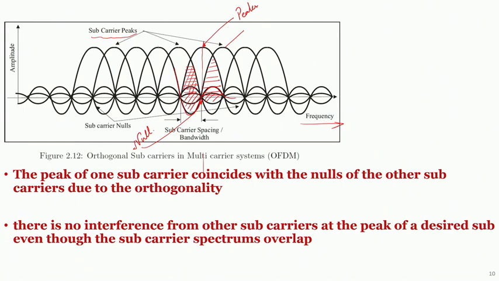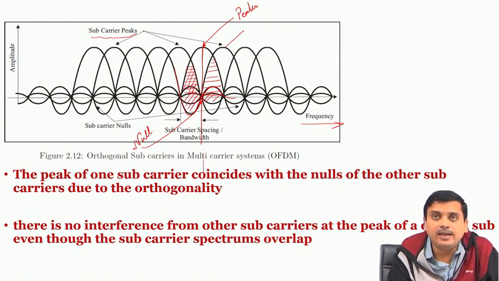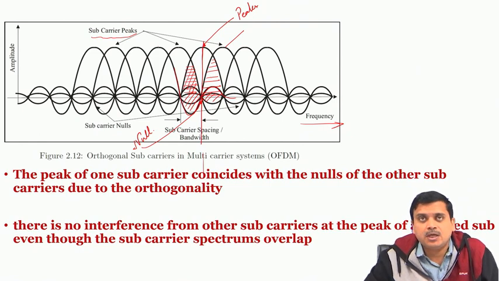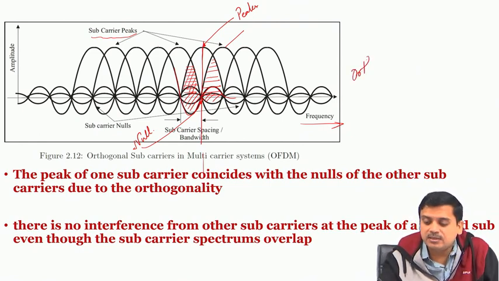Null means all the different subcarriers have a zero crossing at this point. So, if they have a zero crossing, when we are using this particular carrier to demodulate the signal, we are not going to get any impact of the adjacent channel interference. And why can this happen? Because we have already discussed the orthogonality criteria.